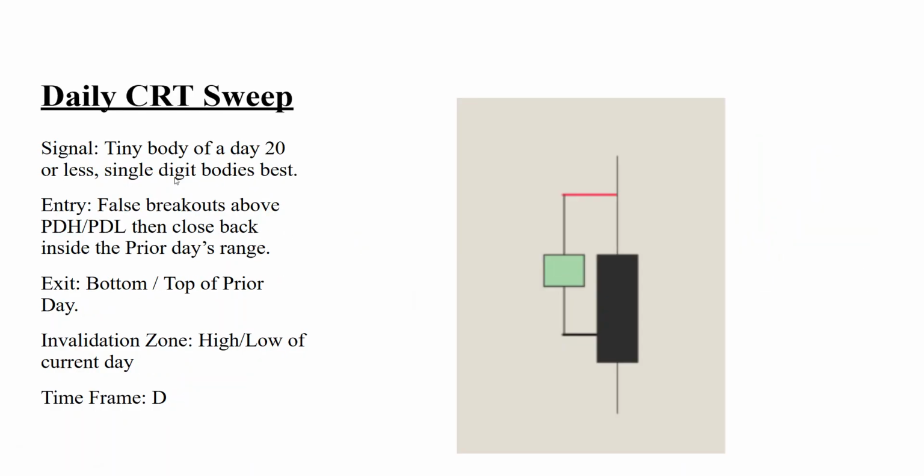So what is that? When you see a tiny daily body of 20 pips or less, okay, that means from the open to the close of any single day is less than 20 pips, you're going to mark the high and the low of that candle's day. These are basically false breakouts. So it's like NR7 in reverse, but it's over 2 days.